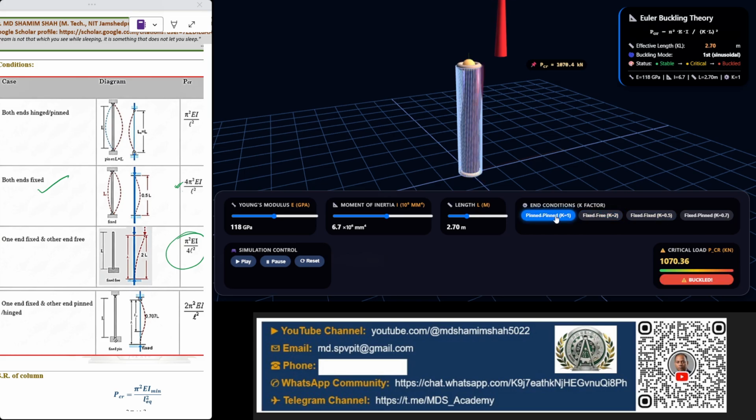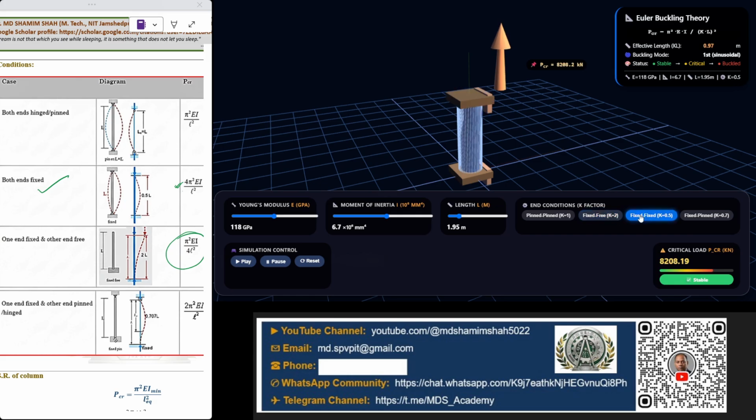You can check it for the different cases here. Currently we have the pinned case. Let's keep the length small. For this pinned case, see how it is now buckled. Now let's switch to the fixed-free end. See the complete cycle. Now it is buckled with a smaller value.